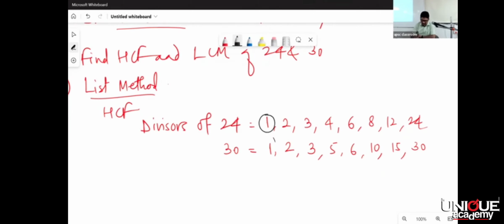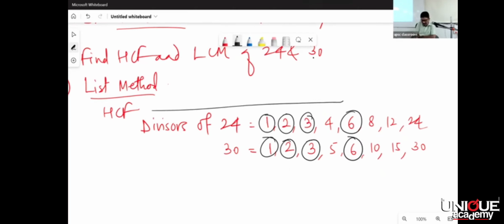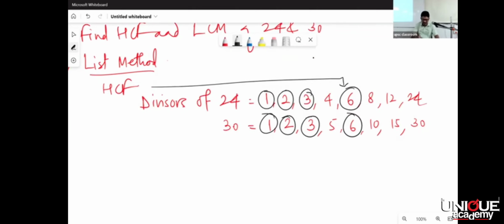Of these, 1 is common. The factor 2 is also common. Factor 3 is also common. Factor 6 is common. Now after 6, there is no common divisor for both these numbers, and hence the HCF is 6. Is it clear? We are not finding HCF by this method, only to check where the HCF, LCM, and the numbers stand. So the HCF of 24 and 30 is 6.